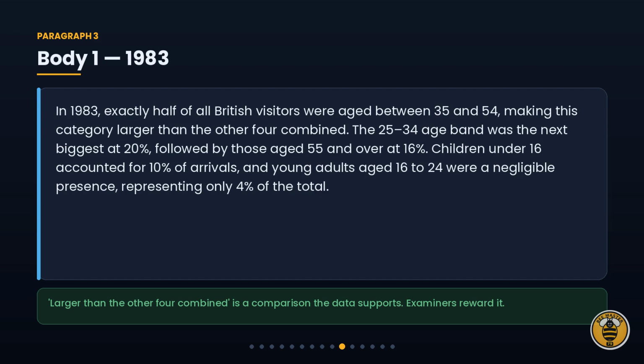Paragraph 3, 1983. In 1983, exactly half of all British visitors were aged between 35 and 54, making this category larger than the other 4 combined. The 25 to 34 age band was the next biggest at 20%, followed by those aged 55 and over at 16%. Children under 16 accounted for 10% of arrivals, and young adults aged 16 to 24 were a negligible presence, representing only 4% of the total. Larger than the other four combined is a comparison the data supports, and examiners reward it.